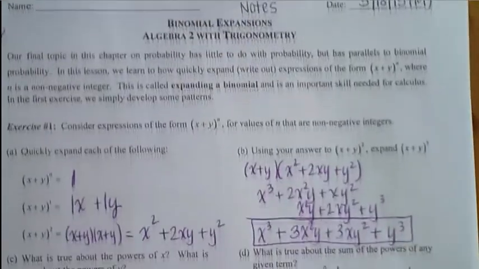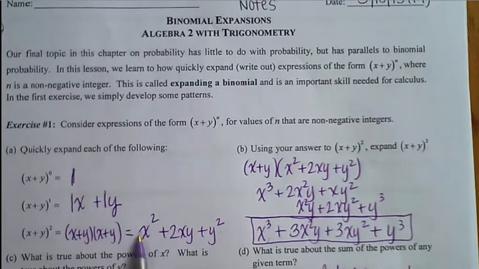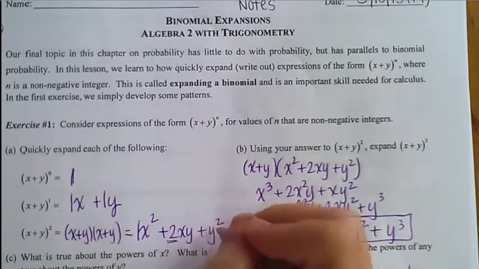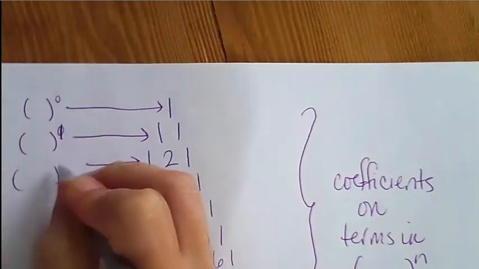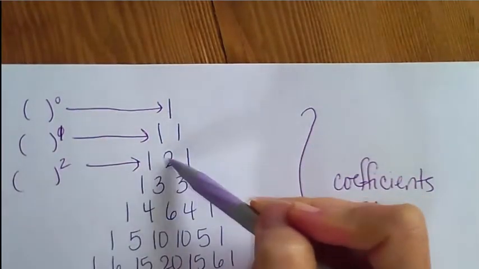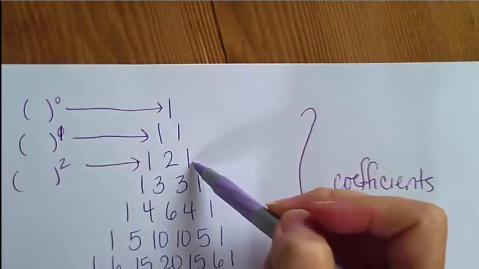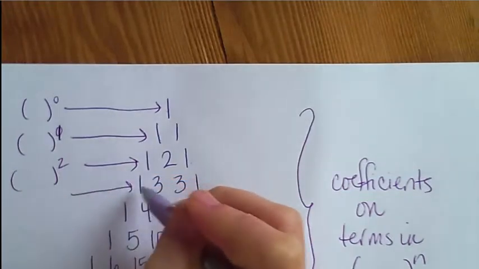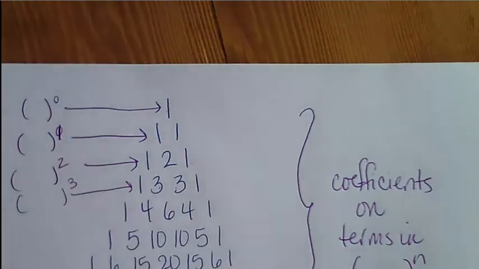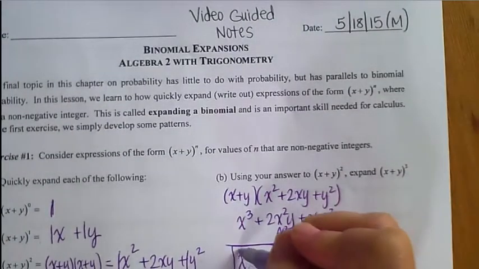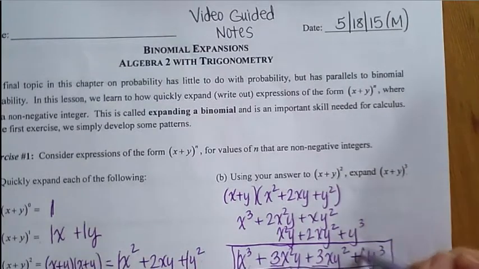If we look at the coefficients on x plus y squared, there's really 1, 2, and 1, which is the second row of Pascal's triangle, 1, 2, 1. So the long expansion we did should have the coefficients 1, 3, 3, 1. And sure enough, it does. 1, 3, 3, 1.